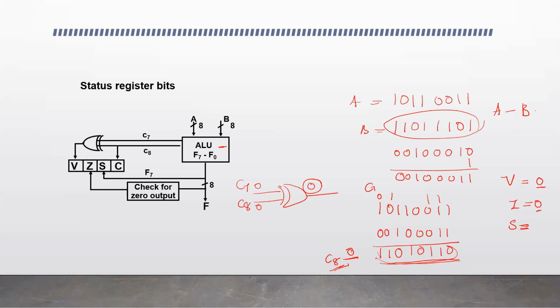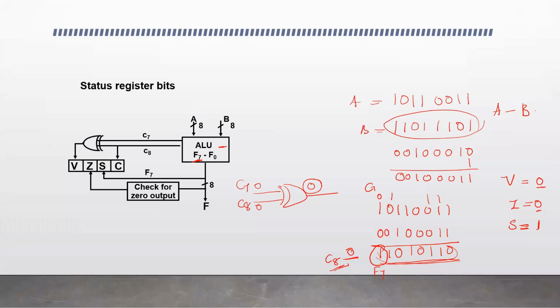So what would be the value of the sign flag S? When the sign bit is 1, this is our sign bit, F7. The bit is 1, so it indicates that the result is negative. When the sign bit is 1, the sign flag is set to 1, meaning negative. If the most significant bit is 0, the sign flag is set to 0, indicating the result is positive. So here the value of S would be set to 1.